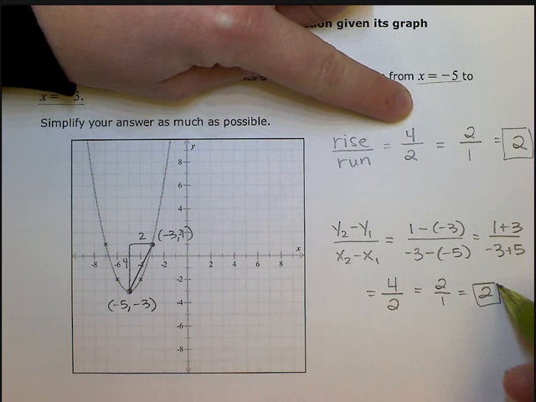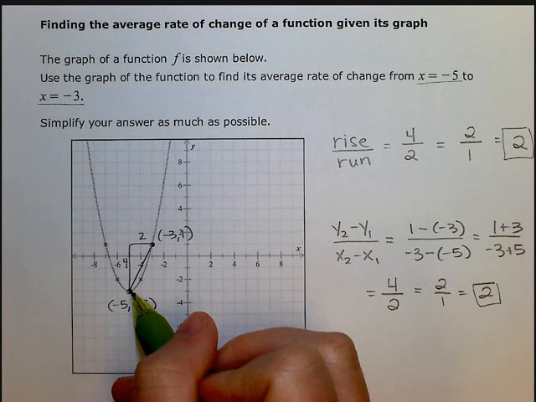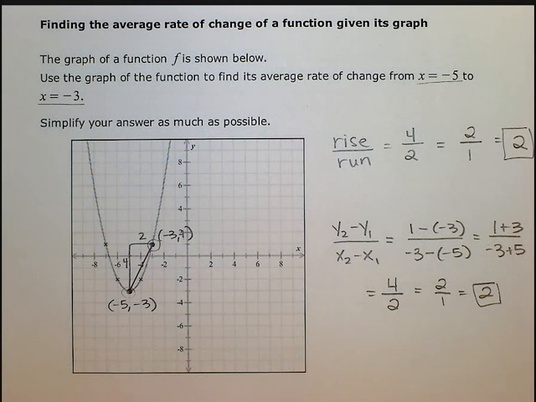So the average rate of change between this point and this point is just my slope between those 2 points, which by checking it, by counting on my graph, or by using the formula, I find is 2.